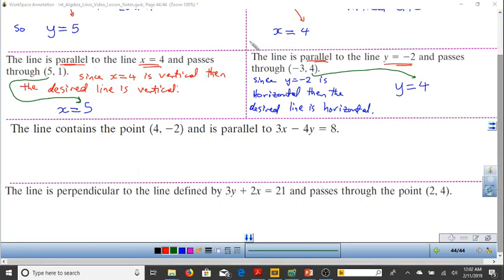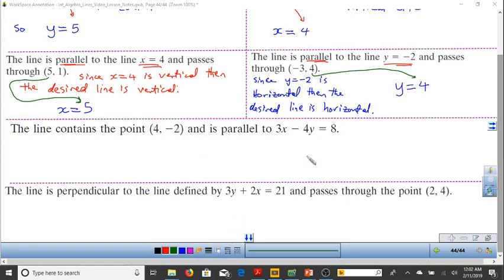And I would encourage you to generalize. What about if it's perpendicular to a vertical line, and so on? In this case, we want to find the equation of the line that is parallel to the line 3x minus 4y equal to 8, but it passes through the point (4, -2).